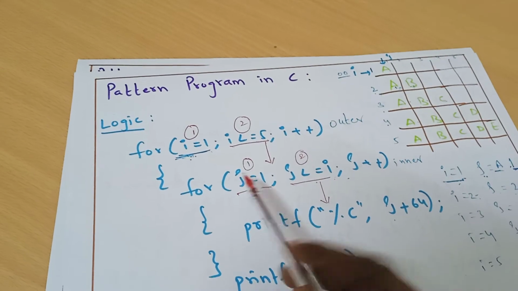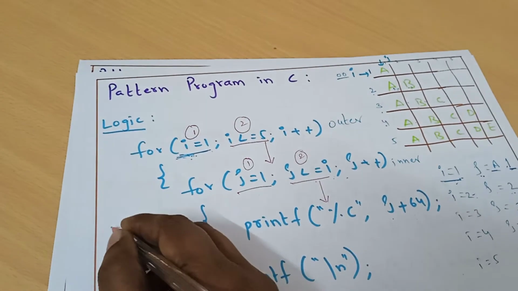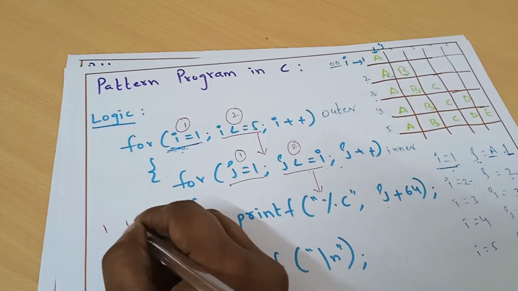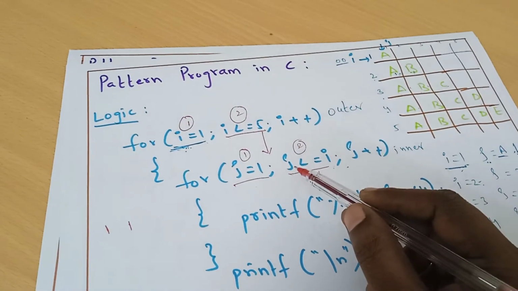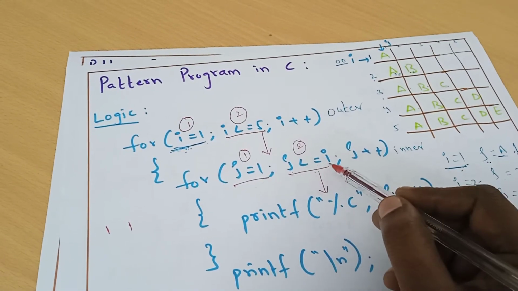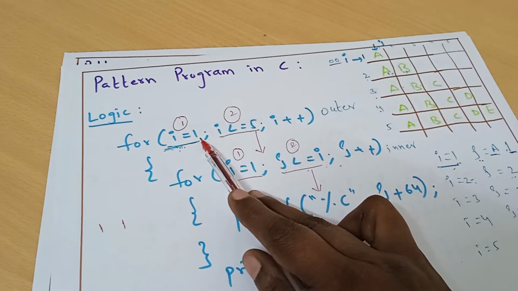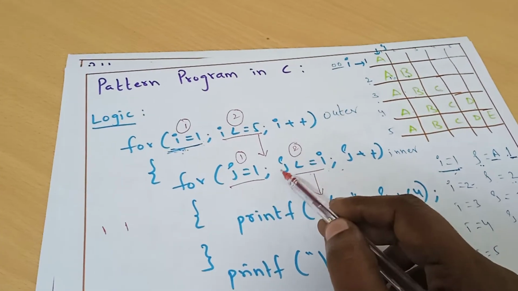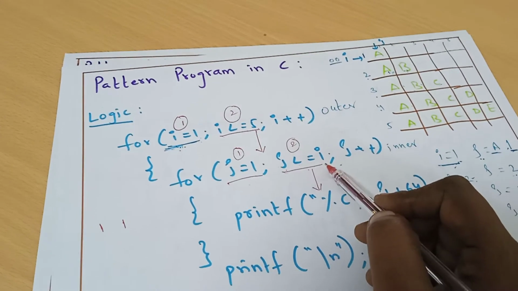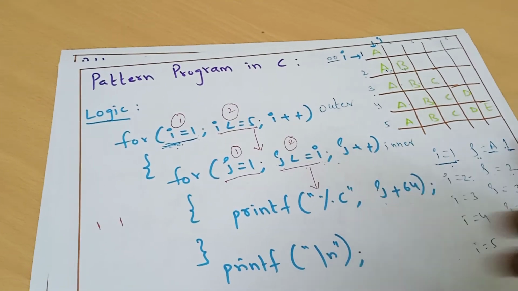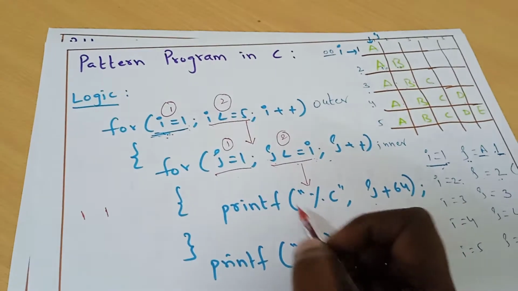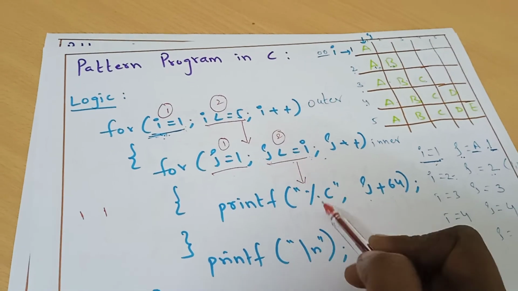Now j is equal to 1. So i value is 1 and j is also 1. So condition: j less than or equal to i. What is i? i is 1. So 1 less than or equal to 1. Condition true. When the condition is true, we will be going to this.